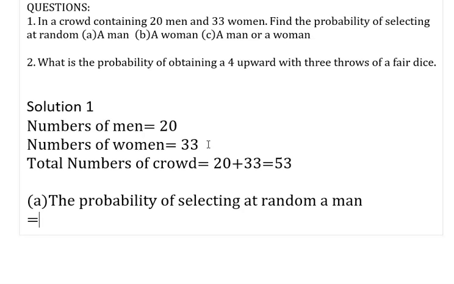You remember I said earlier when I was giving my explanation, in looking for the probability of what you are looking for, it is over the total number of happenings or occurrences in that situation. This time around, we are asked to find the probability of selecting at random a man. The total number of men here is 20. So the probability of selecting at random a man will be what? The total number of men. Let me get the template here.